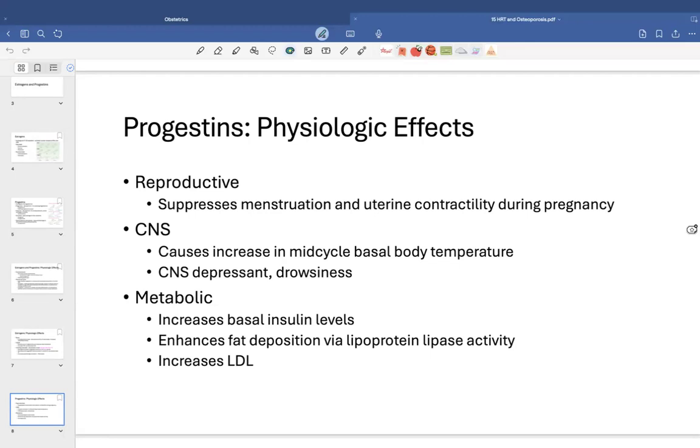One of the uses of progestins is for appetite and with cachexia, and we think that's some of the metabolic effects. The reason why progestins are effective for that.